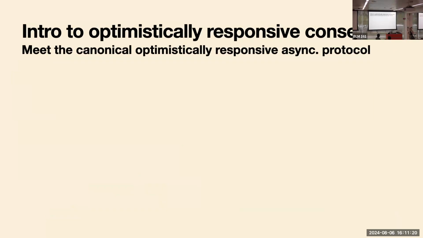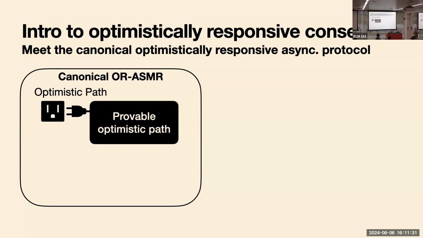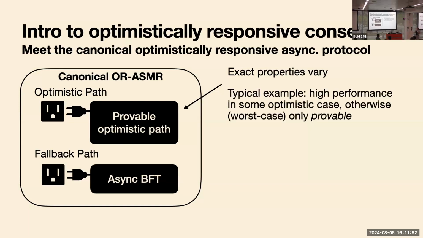Okay, so it's time to meet one of the main characters of this talk, which is the canonical optimistically responsive asynchronous protocol. This is one of those plug and play protocols where you have an optimistic path and you have a fallback path. The exact properties of what I'm calling a provable optimistic path are going to vary, and I'm not going to worry too hard about covering every paper that has come out with this generalization. But basically, this is something that's high performance in some optimistic case, and otherwise, in the very worst case, everything falls apart.